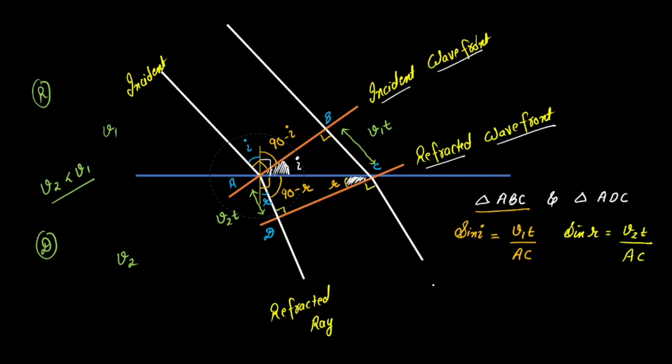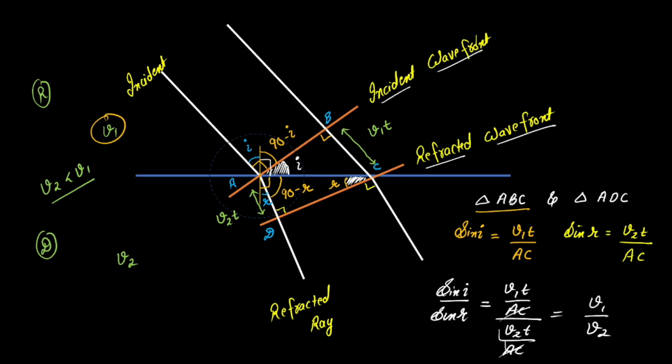Now let's divide both these things. So sine I divided by sine r would be equal to v1t divided by AC, divided by v2t divided by AC. Now AC and AC get cancelled and we are ultimately left with v1 divided by v2. Since the speed of light in this medium is v1 and the speed of light in the other medium is v2, and these speeds are constant, the ratio of v1 by v2 will also be constant, and this is what is called Snell's law. So this is how you can prove refraction using Huygens principle.